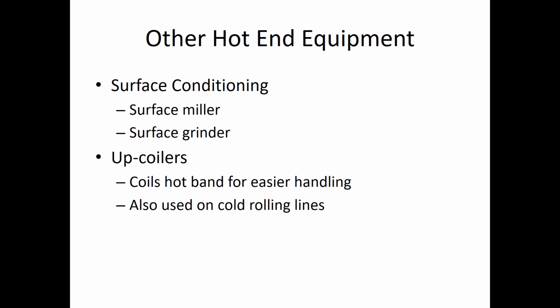Other hot end equipment, you have surface conditioning. You can have surface millers or surface grinders. And obviously you have upcoilers for hot band, easier to handle. But it's very important in the surface conditioning aspect to get all that oxide that is formed off before you roll into the cold end. If you roll oxide into the surface, you're really in trouble. So you want to get all that material off.